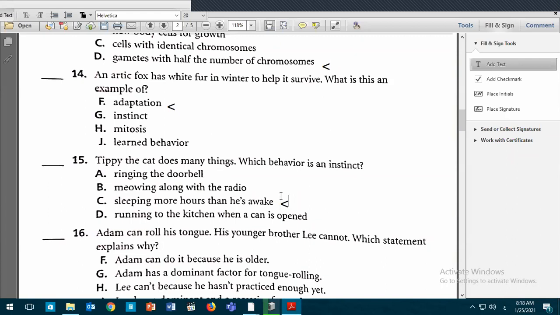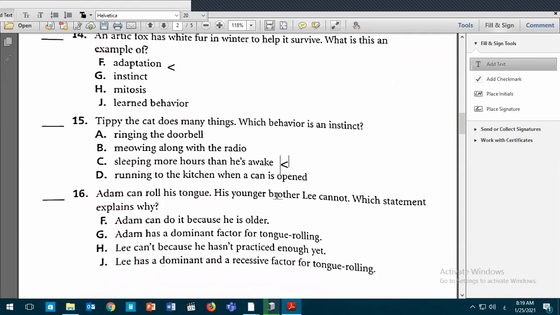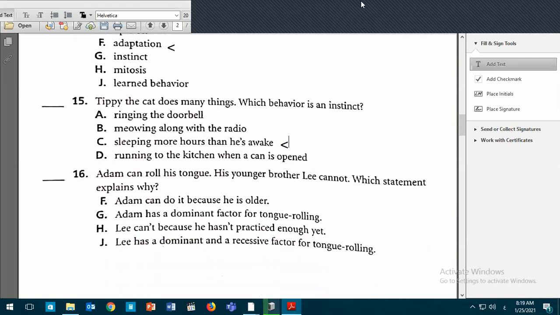Okay, but sleeping is something that we do not learn, not even in animals. They do not learn how to sleep. You just know that when you are tired, you're going to sleep. So it's not a learned behavior. That's why it's an instinct. Thank you so much. Let's move to number 16.